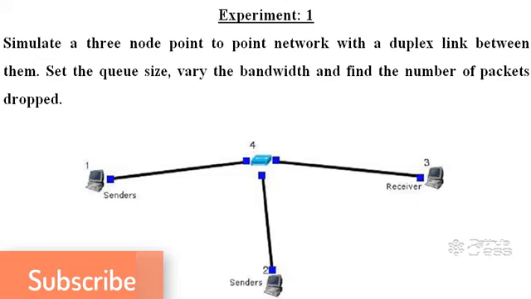This is a video tutorial series on Computer Networks Laboratory using NCTU-NS. The first experiment is to simulate a 3-node point-to-point network with a duplex link between them. Set the queue size, vary the bandwidth, and find the number of packets dropped. If you observe the question, there are 3 parts.